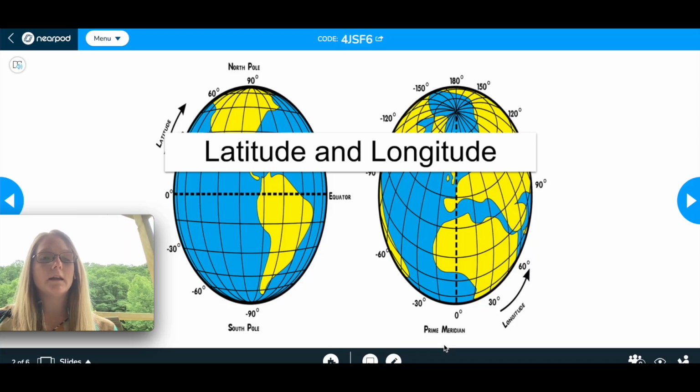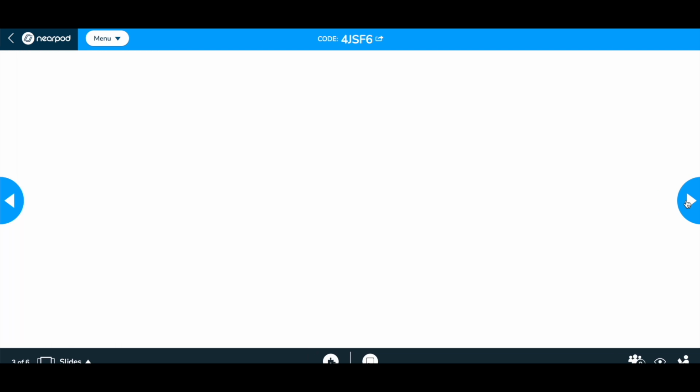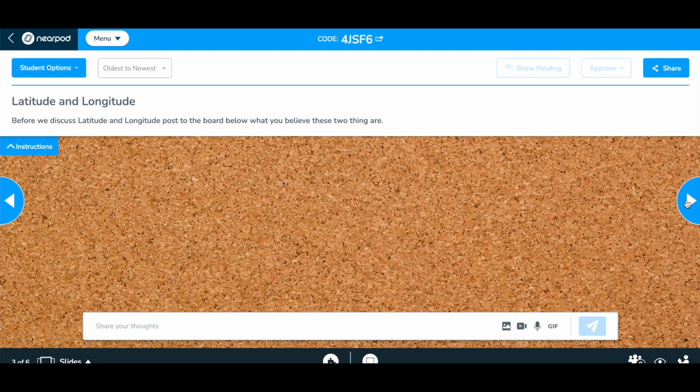Today we are going to be learning about latitude and longitude. Before we dive into today's lesson, I want to see what you may already know. So what we're going to do is a little discussion board. I'm going to have each of you post to the discussion board.